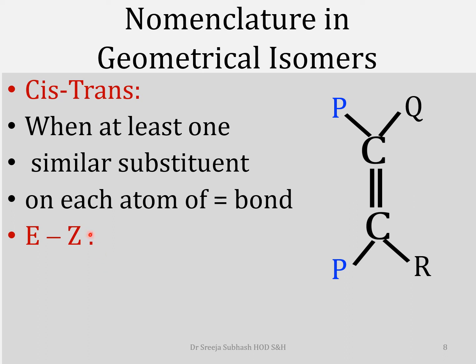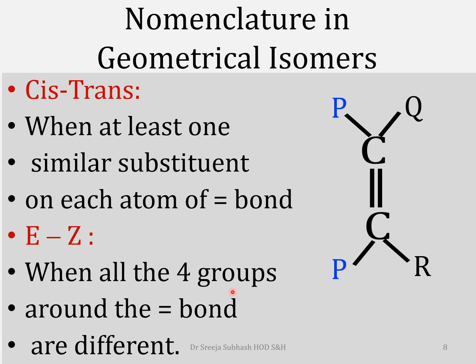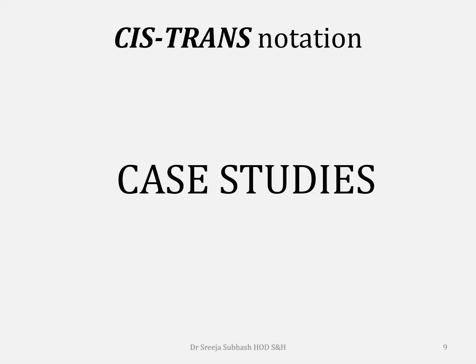Moving on to the next nomenclature, that is E-Z nomenclature. This happens when all the four groups around the C=C double bond are different. Here, the two carbons connected through double bonds and the substituents connected to the carbon atoms. If all the four are different, here we have one similar, the second similar one is replaced by a different group, then P, Q, R, S all are different. In such case, E-Z notation is allocated for naming the compound. We will understand the nomenclature better by considering few case studies.